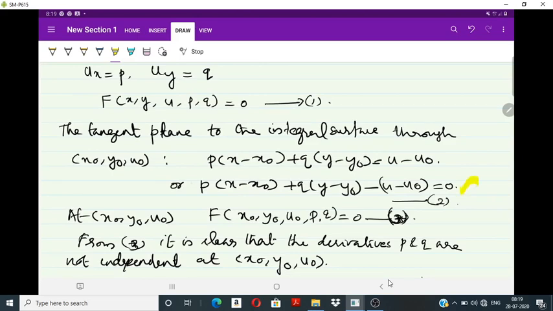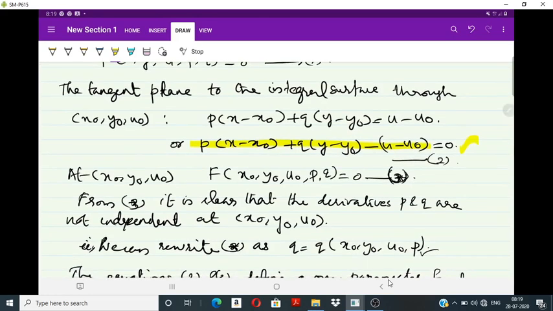So the equation is p into x minus x naught plus q into y minus y naught minus u naught equal to 0. Then through the point x naught, y naught, u naught, the PDE becomes f of x naught, y naught, u naught, p, q equal to 0. Let this be equation number 3. From equation 3, it is clear that we can rewrite q as a function of p. That means p and q are not independent at x naught, y naught, u naught. So substituting that value of q in terms of p in equation number 2, the equation becomes a one parameter family, with parameter p.